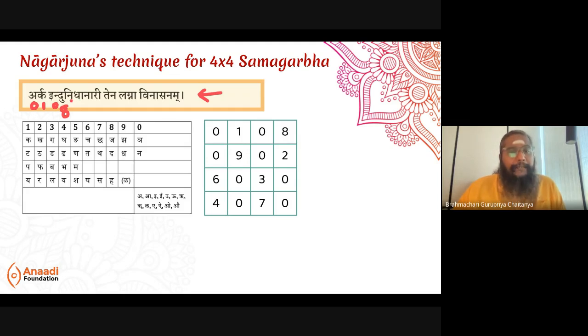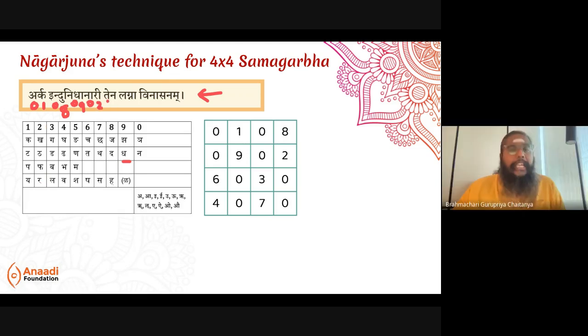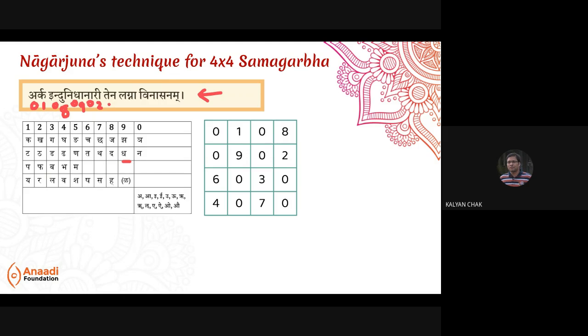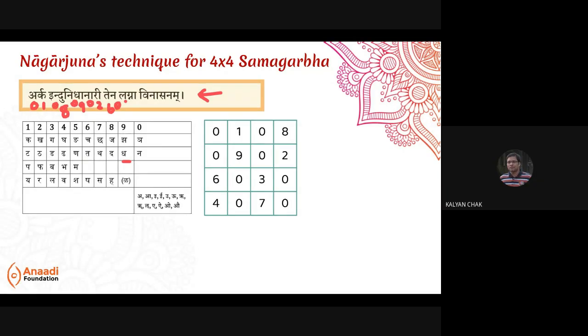Ni. Na for 0 again. The is for 9 now. Again na, na is again 0. So 0. And ra for 2. Te is 6. Na 0. La is 3.